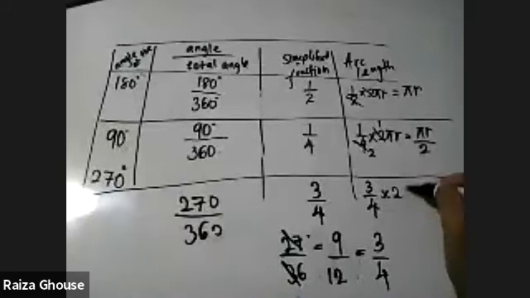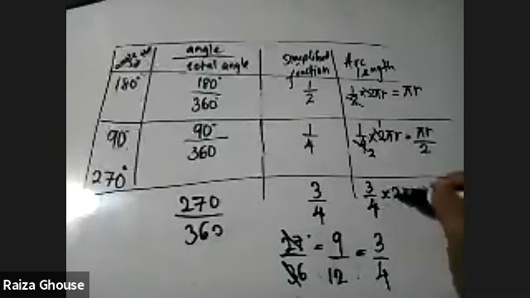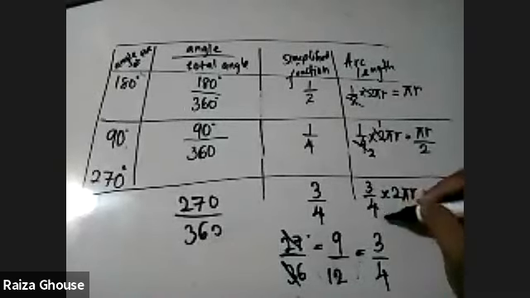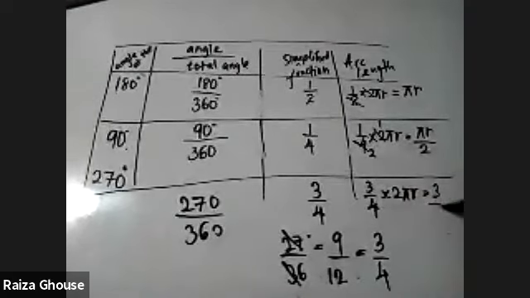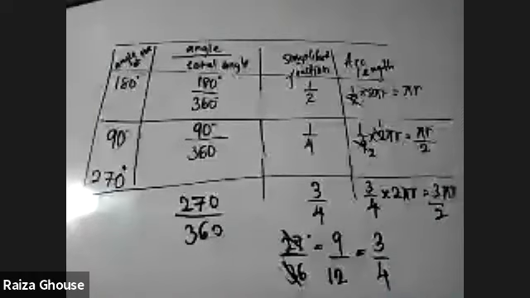3 over 4 into 2 pi r. If you simplify 2 and 4, what do you get? 2 times 1, 2 times 2. So 3 pi r upon 2. 3 pi r upon 2.